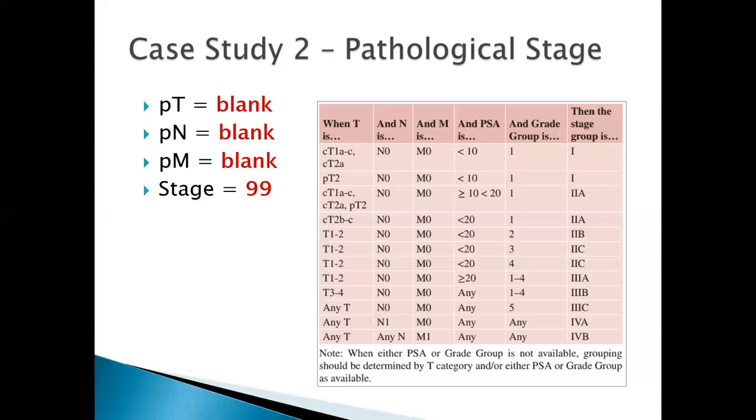Now, if the patient had a prostatectomy but did not have lymph nodes removed, then you would assign the pathologic T, whatever the prostatectomy says. But you would do a PNX because no lymph nodes were assessed during that prostatectomy. Keep that in mind, and you'll get practice doing that. But once again, if they're all blank, you have to do 99 for this stage.